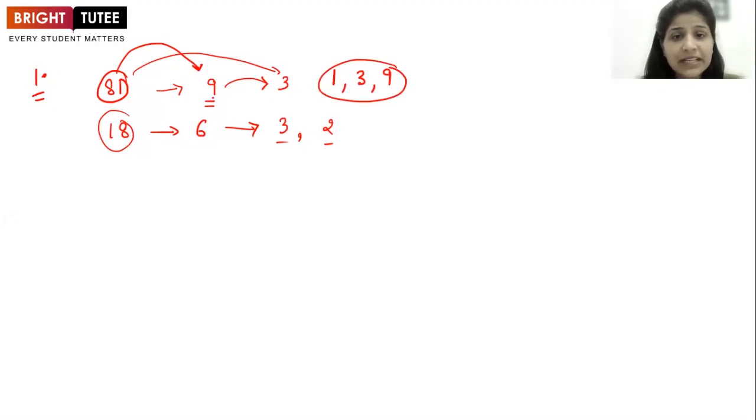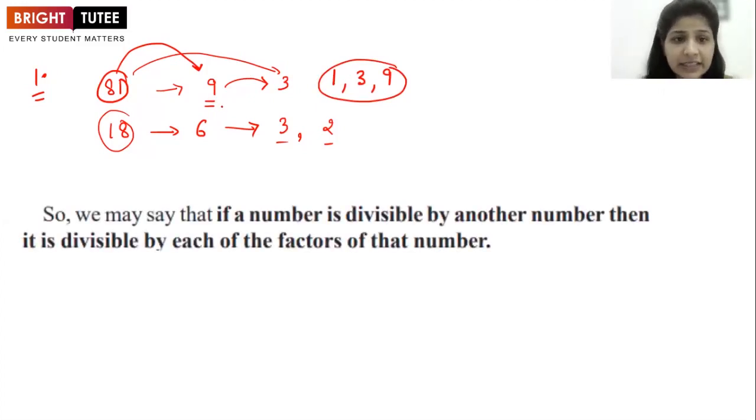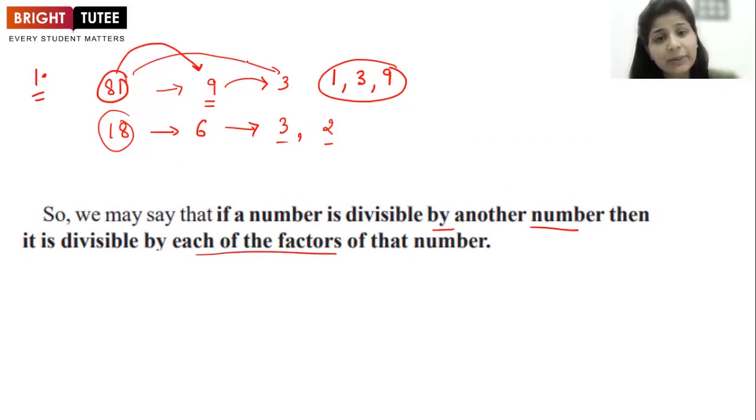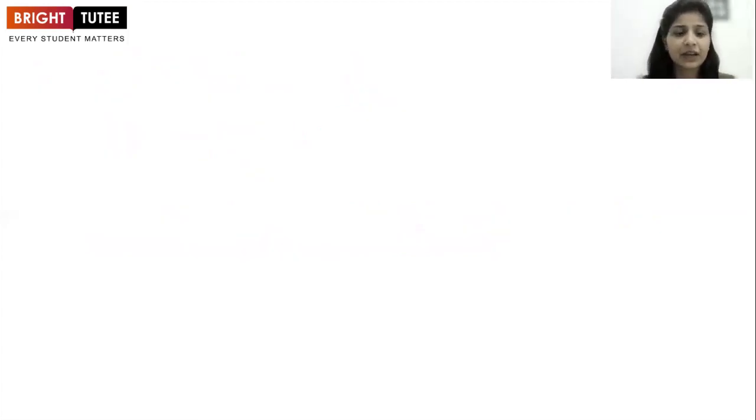So what we say, if a number is divisible by one of its factors, then it is also divisible by all the factors of that particular number. So the result is this. If a number is divisible by another number, like 81 is divisible by 9, then it is also divisible by each of the factors of that number. That means 81 will be divisible by all the factors of 3. In case I see here, 18 is divisible by 6. So 18 will also be divisible by all the factors of 6 that we have. Clear?